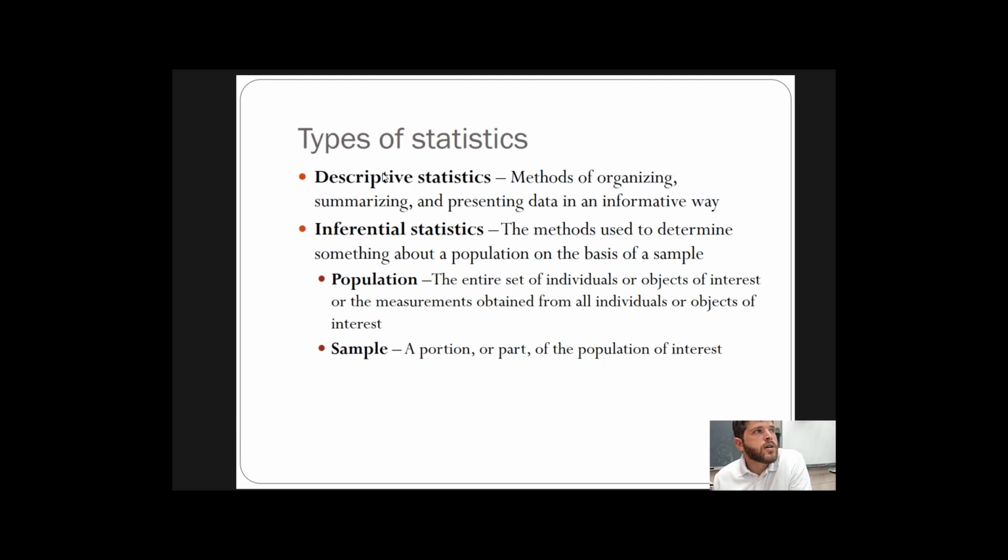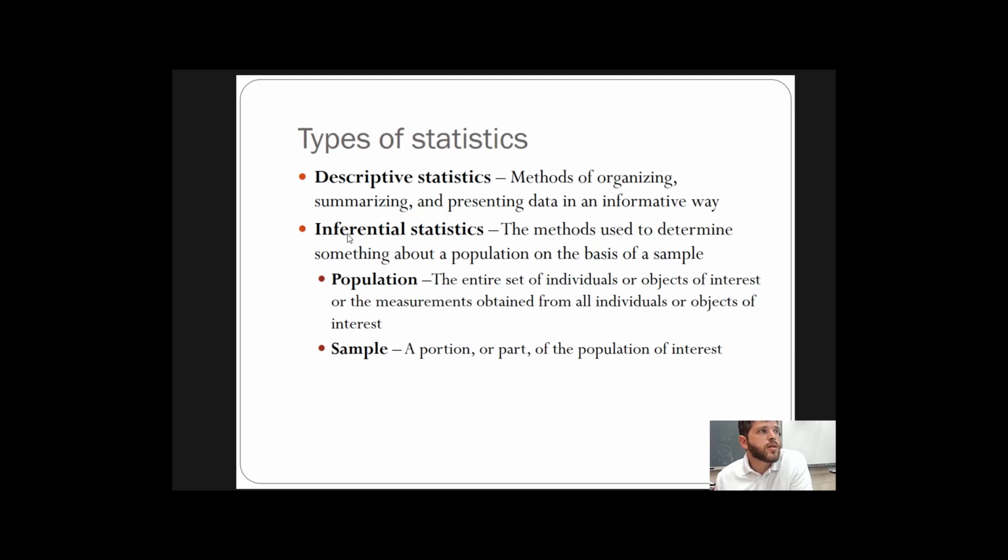Alright, so there's two main types of statistics, and you need to know the difference between these two. Descriptive statistics is methods of organizing, summarizing, and presenting data in an informative way. So basically you're describing the data.